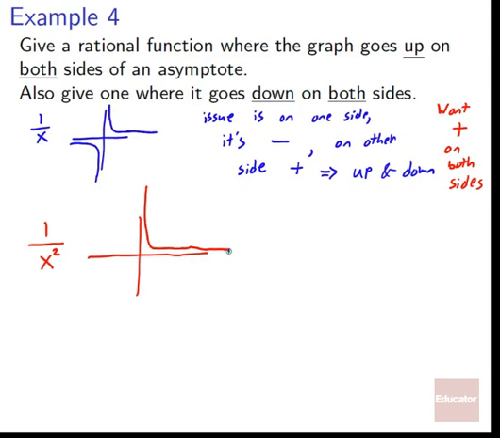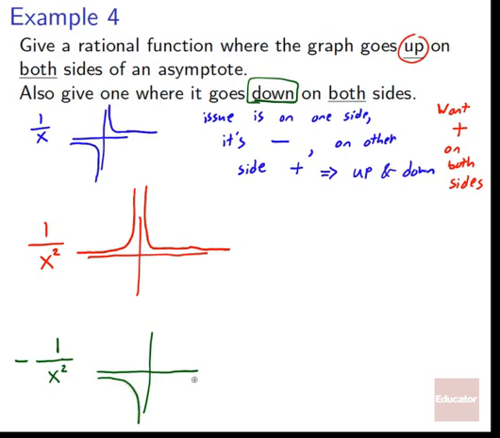On the left side, though, when we square a negative number, it becomes positive, so we're going to see a mirror image on the left side as well. So we're going to see it going up on both sides. If we want one that's going to go down on both sides, well, we see 1 over x squared. We just want it to go down, so let's make it as easy as just flipping it down. We flip it down by making everything negative, so negative 1 over x squared, and we'll see a graph that looks like this. We've managed to make it go down on both sides.